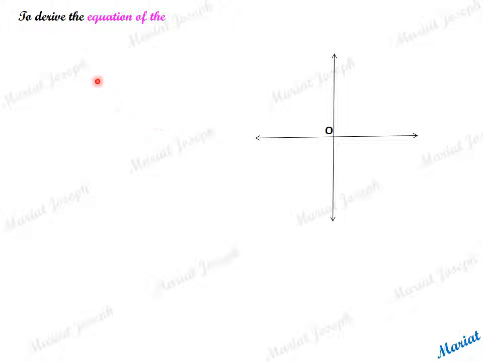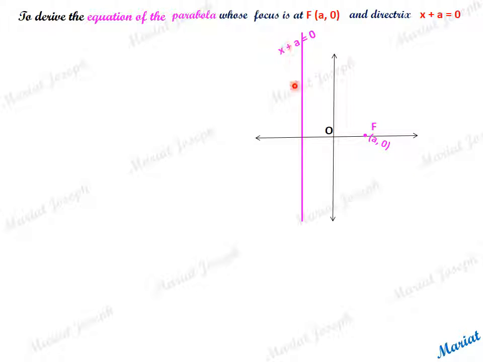Now, we derive the equation of the parabola whose focus is at (a, 0) and the directrix is the line x + a = 0. This line is a units on the left side of the y-axis. So this point here is (-a, 0). We can notice the origin is at equal distance from this focus and from the directrix. Hence, the origin will lie on the parabola.